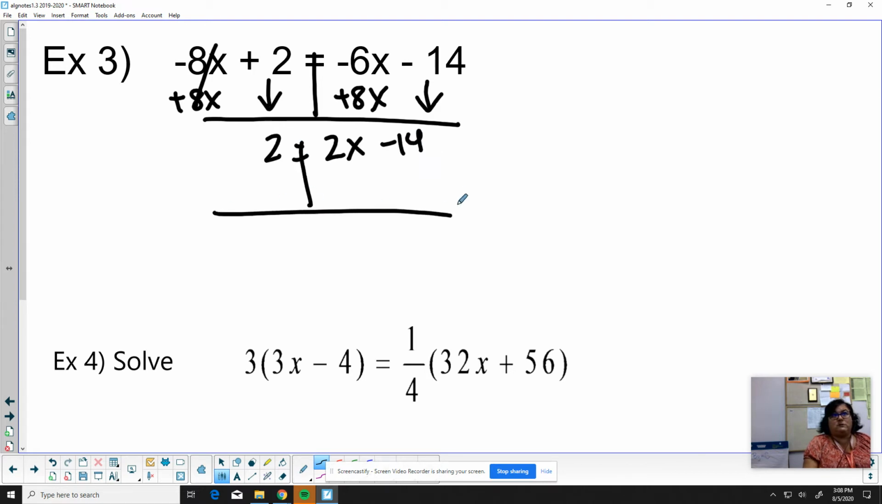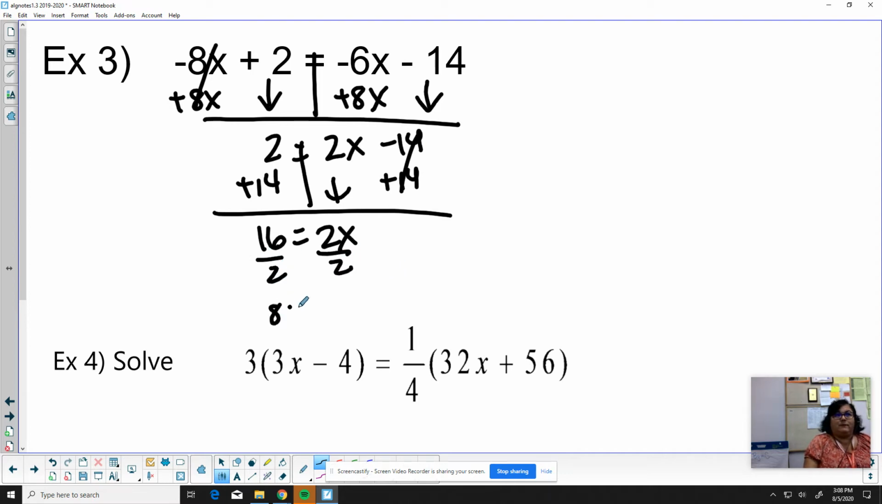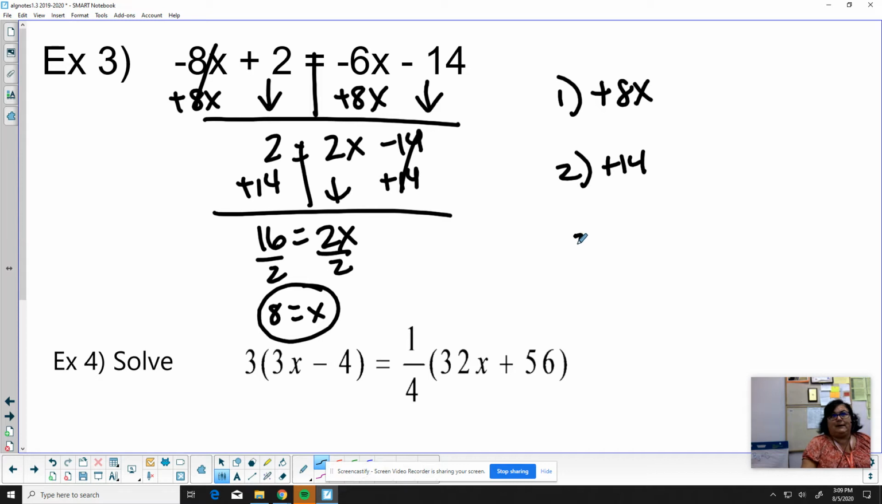Okay, now it's just a two-step. So I'm going to take this constant and move it over here by adding. That drops down, and that crosses out. And then I can divide by 2. So my answer is 8. Okay, so step 1, I added 8x because I wanted to move this negative 8x to the other side. Step 2, I added 14. And step 3, I divided by 2.